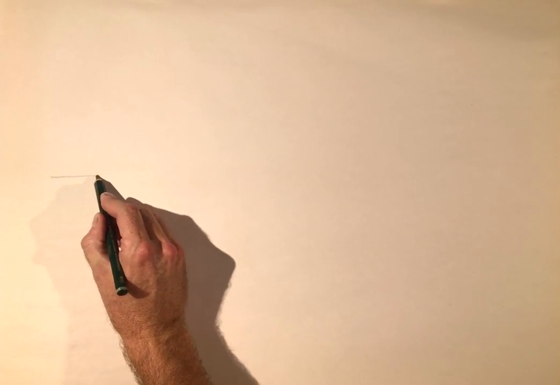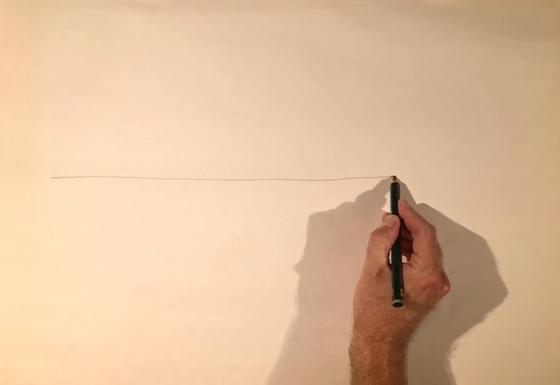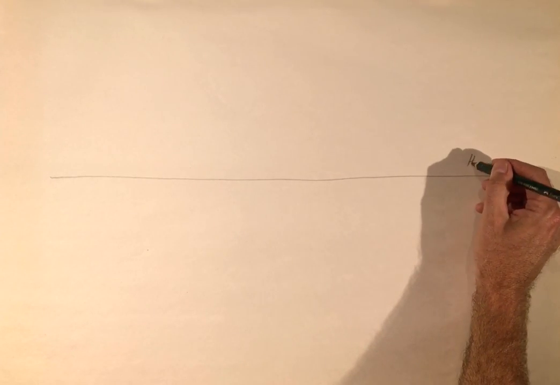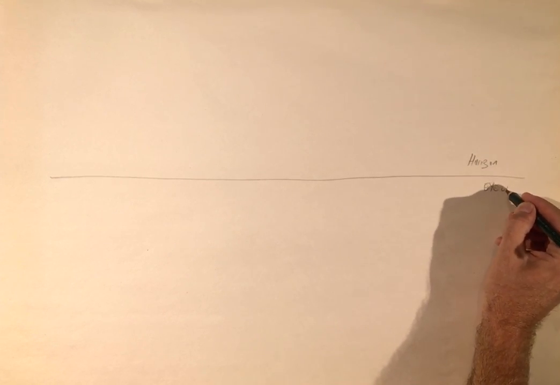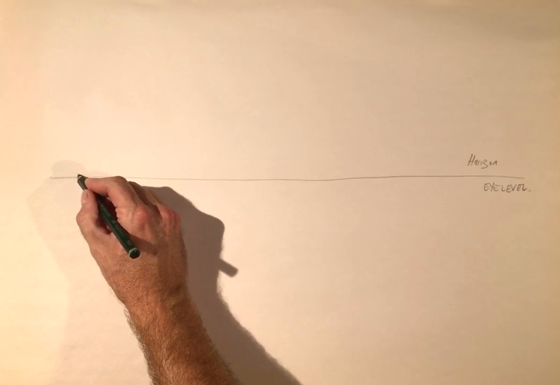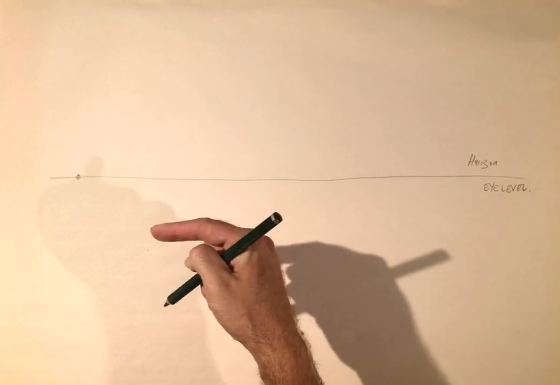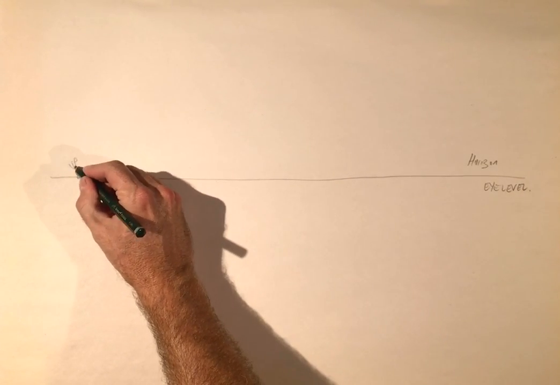So we all know what this is. The horizon, the eye level. It's still there. Still need it, okay? Now, we also know what this is, but I'm putting it way over here. That's a VP, vanishing point.